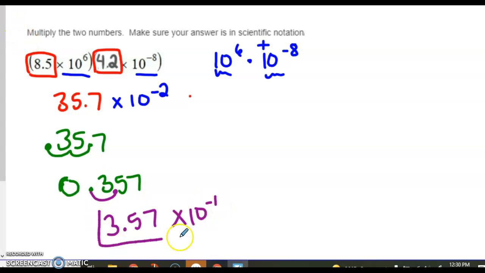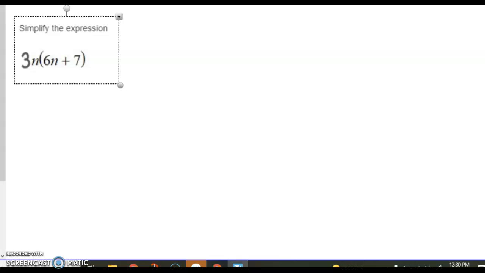So that one was a little bit trickier because when we multiplied it out, our decimal ended up in the wrong spot, so we did have to move that decimal. All right, simplify the expression. These two things are being multiplied together. So we want to make sure that we take that 3n and then we multiply it by each of the things in the parentheses. We're going to have to distribute.